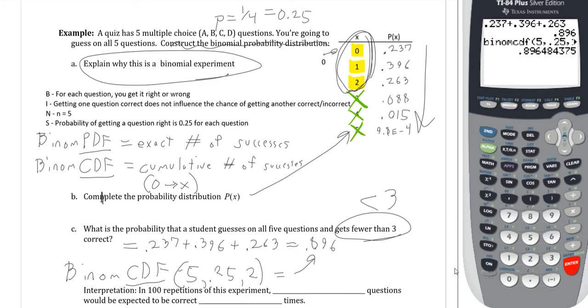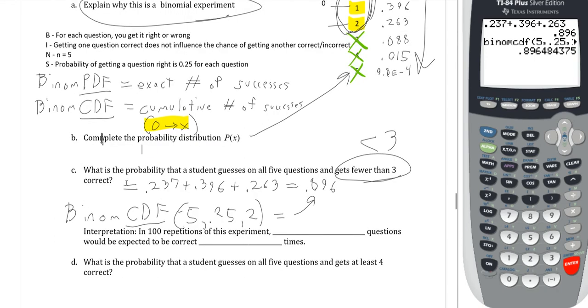Notice Binomcdf can save us a bit of time because we would not have needed to calculate Binompdf for each of 0, 1, and 2 and then add them. We can sometimes just do Binomcdf to add them all together. However, keep in mind the limitation of Binomcdf that it only adds up the probabilities from 0 up to something. So if we want some other range, we have to be a little bit more creative.